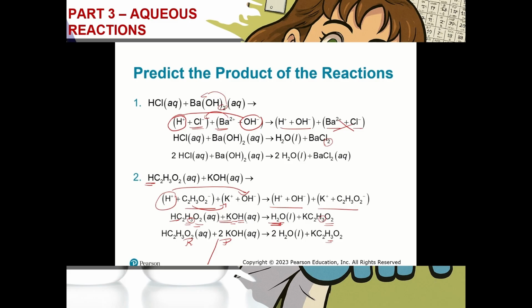So you need to pay attention to this. This is not perfect, right? Because I have 2 potassium, and here I only have 1. See? So you need to pay attention when you balance the reaction. Write down everything, because if you don't write it down, you're going to make mistakes.